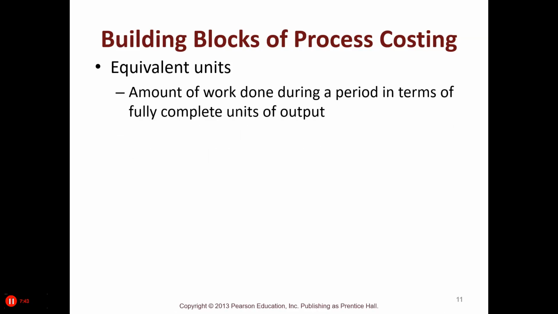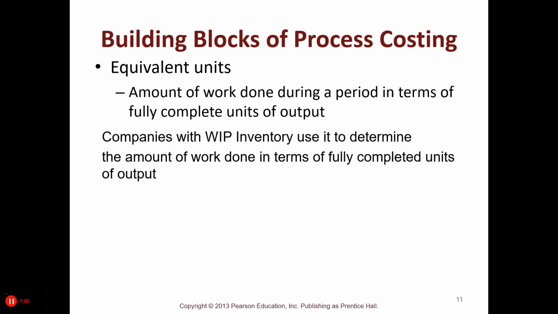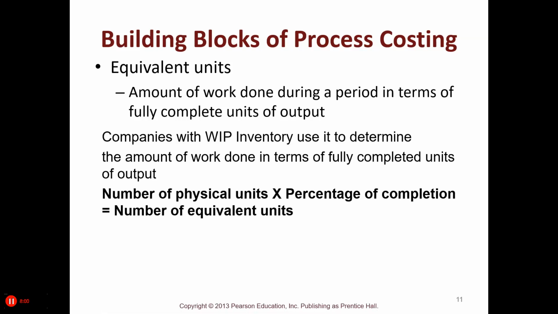So the way it works is the amount of work done during a period in terms of fully completed units of output. Companies with WIP use it to determine the amount of work done in terms of fully completed units of output. And this is how we determine it: we take the number of physical units times the percentage of completion equals the number of equivalent units.